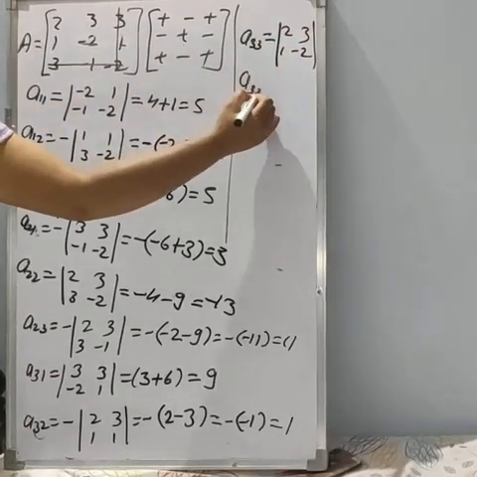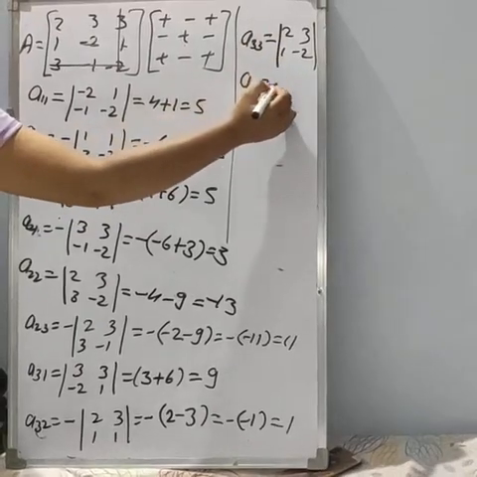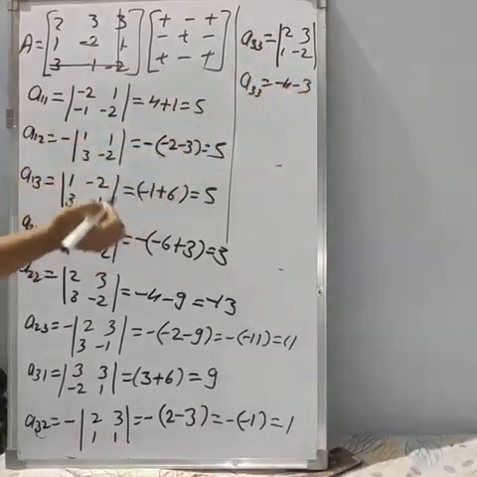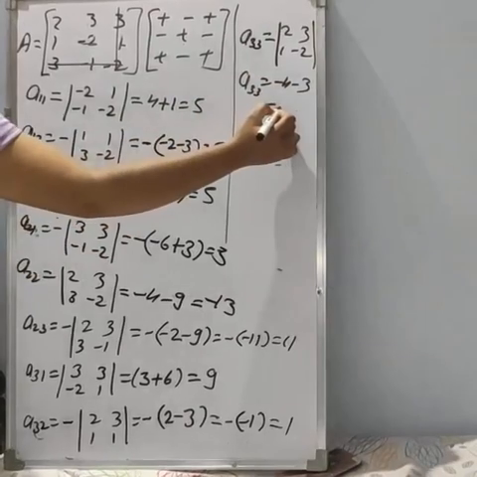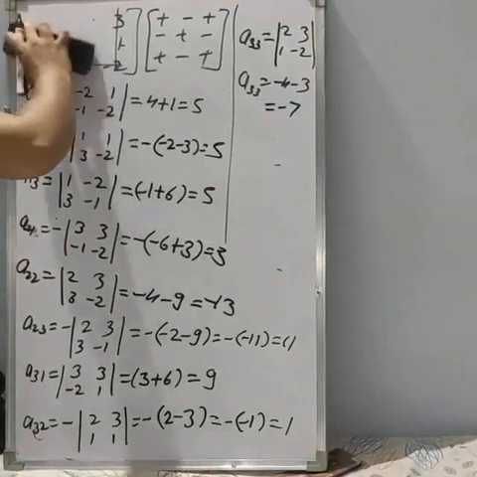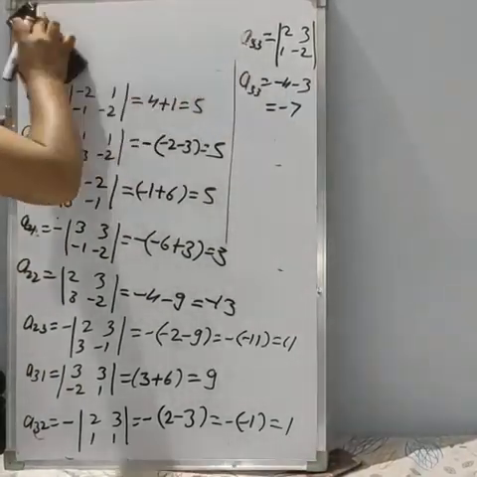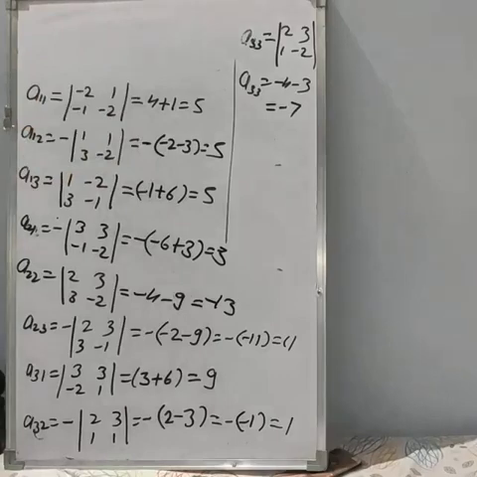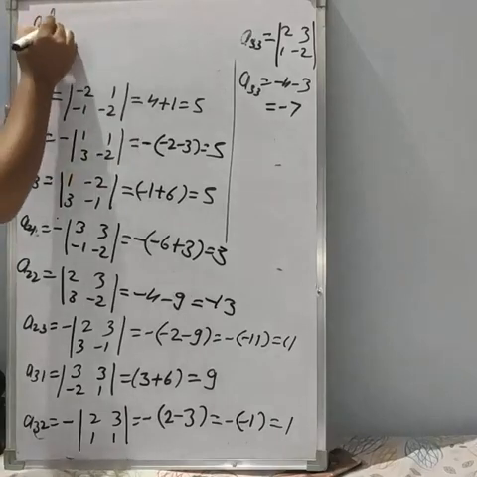Calculate this. 2 into minus 2 is minus 4. Minus 1 into 3 is 3. So minus 4 minus 3, that is minus 7. Okay. So using these matrices we found the A11, A12, that is cofactor. Now how to write adjoint of A?